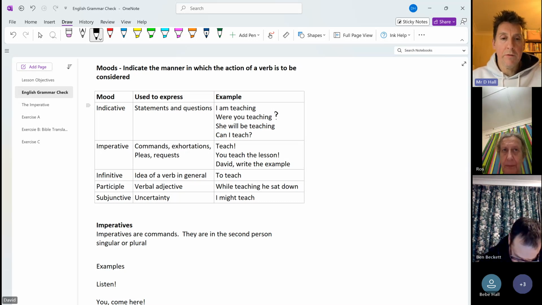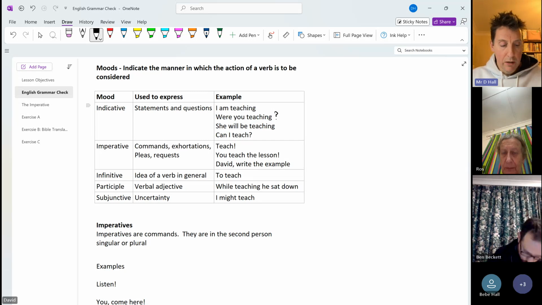And then there's a subjunctive, which is the way of expressing uncertainty. So I might teach, I may do something. So these are different moods, okay? And that's the kind of category. It's the word we use, and we categorize them according to this.